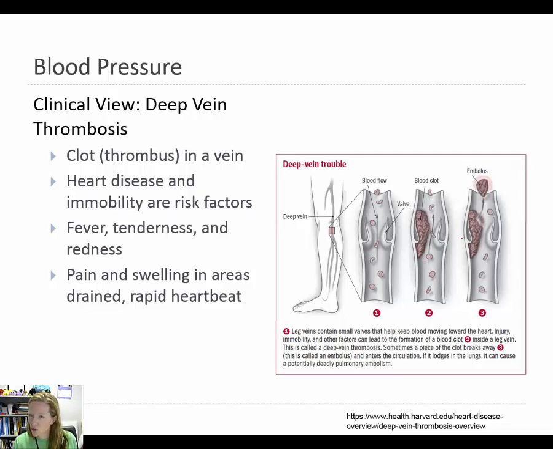Eventually, if the blood clot breaks free, or if any piece of the blood clot breaks free, remember that's going to be termed an embolus. If it gets to the lungs, that can become a pulmonary embolus, and if it's lodged in the lungs, it can cause death. Some of the signs and symptoms of deep vein thrombosis are fever, tenderness, and redness, rapid heartbeat, pain, swelling in the area, and things like that.